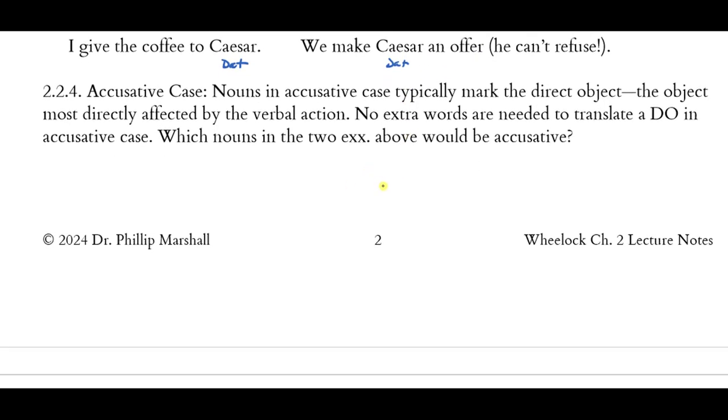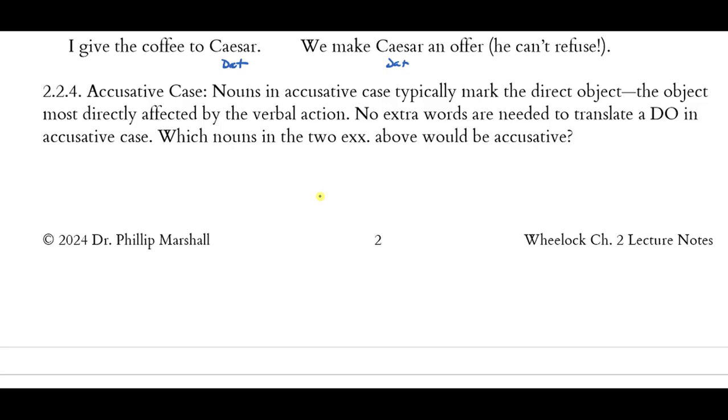Accusative case is the fourth case. Nouns in accusative case typically mark the direct object, the object most directly affected by the verbal action. Now, when we translate nouns that are the direct object and are in accusative case, we don't need extra words to translate them as we were using with genitive, of, or dative, to or for. You just translate the noun in the accusative case.